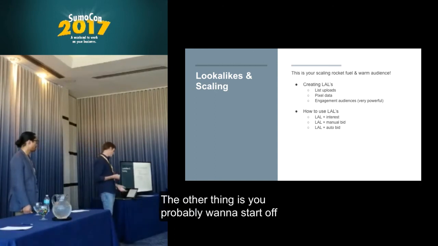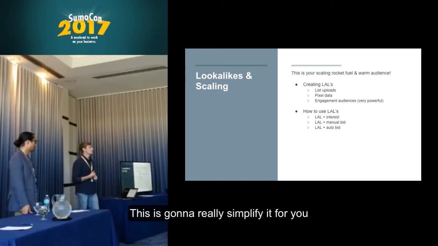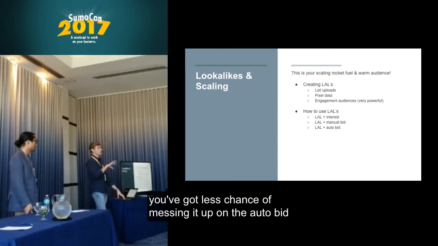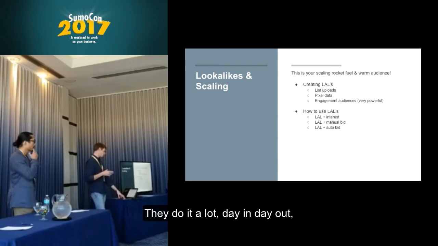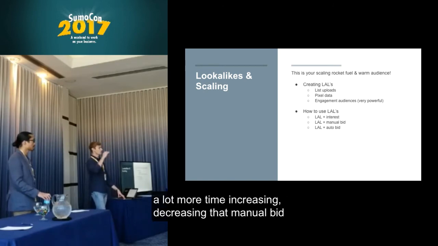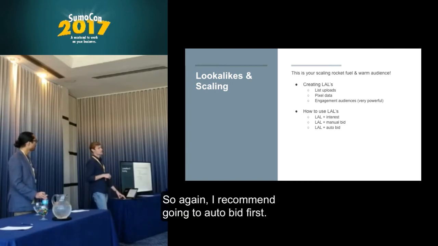The other thing is you probably want to start off on the auto bid, like I said before. That's just going to really simplify it for you, and you've got less chance of messing it up on the auto bid because Facebook kind of knows what they're doing. They do it a lot, day in, day out. Whereas with manual bidding, you've got to spend a lot more time increasing and decreasing that manual bid until you find the sweet spot. So again, I recommend going with the auto bid first.